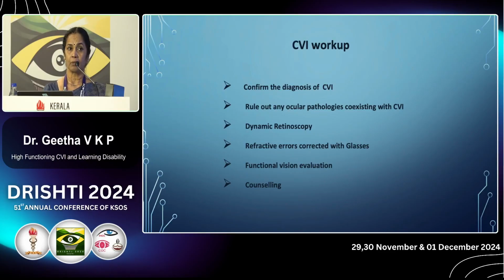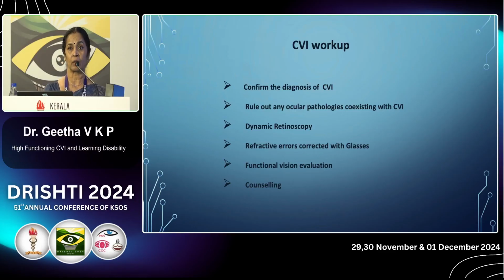Then about half of the CVI cases which present in our clinics may coexist with ocular pathologies like squint, ptosis or refractive errors, etc. So those should be diagnosed and treated. Whichever ocular pathologies can be corrected should be corrected. Then do a proper dynamic retinoscopy to rule out accommodation lag. Then do cycloplegic refraction to correct refractive errors. Then come the functional vision evaluation and proper counseling.